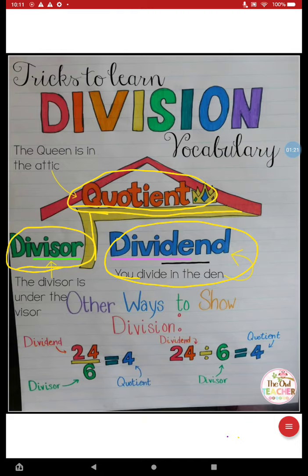And of course, there's a few other ways that we can show division. One of them is just a fraction bar. 24 over 6, we could say 24 divided by 6, where the dividend is 24, divisor is 6, and the quotient is 4. Or, of course, we've got this good old way that you're used to seeing. 24 divided by 6 equals 4. 24 is a dividend, 6 is a divisor, and 4 is the quotient. So remember, dividend in the den. It is inside the box. Well, today we're going to talk about how to add zeros to the dividend and why we might have to do that.